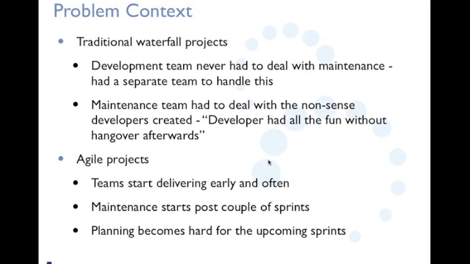But in the case of agile projects, the team starts delivering quite early, very often. Probably after a couple of sprints, you have some piece of code running on production. As soon as something is on production, there will be new requests coming in, new defects may arise, and new users can start using it and sharing their feedback. So a maintenance mindset starts on agile projects right after a couple of sprints.